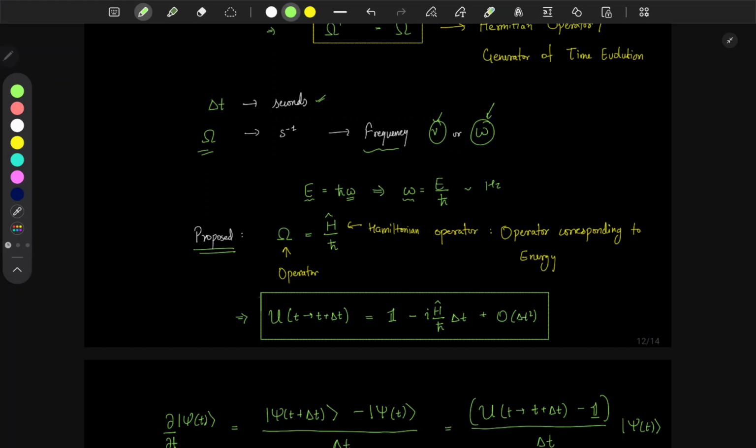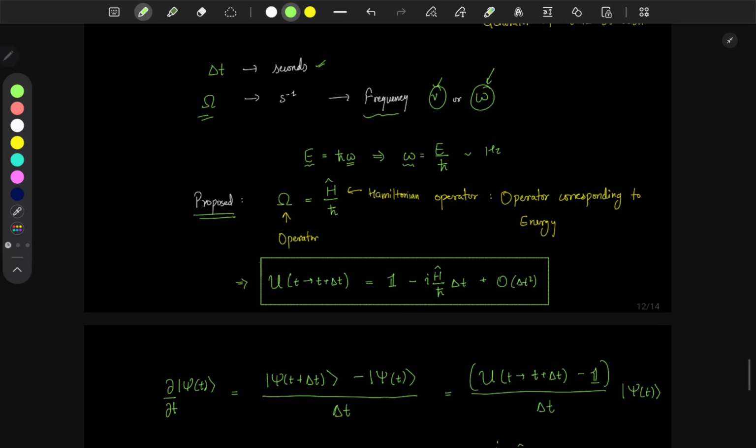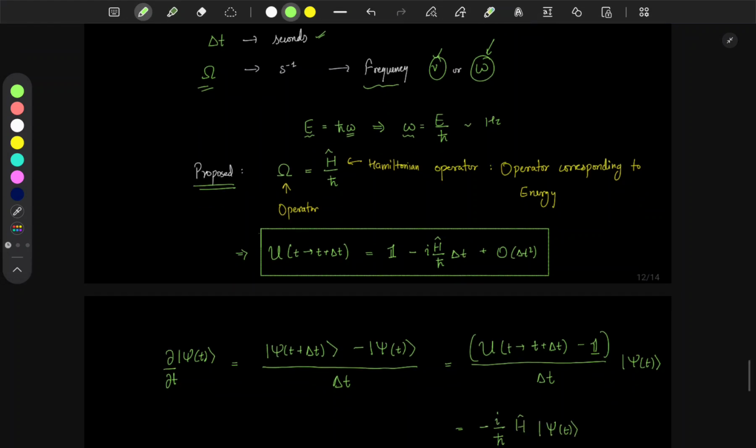Eventually you will get the Schrodinger equation from this, but I'm not really sure if he exactly proposed this formalism or somebody else did. Most likely somebody else did propose this formalism. So this omega operator, we set equal to the Hamiltonian operator over h bar. And what is a Hamiltonian operator? The Hamiltonian operator is the operator corresponding to the energy. Remember I told you that every measurable quantity has a corresponding operator. Position has a position operator, momentum has a momentum operator.